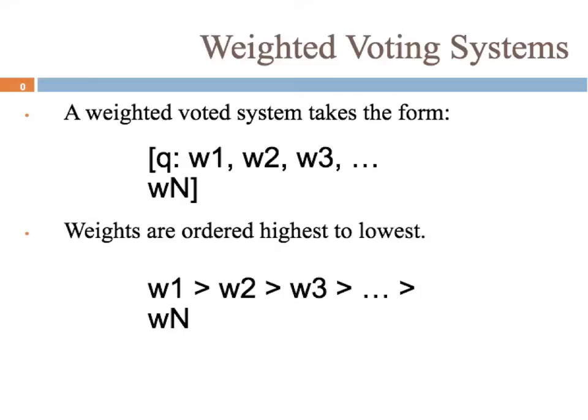Okay, a weighted voting system takes this form. Everything's in brackets, and we have the quota listed first, followed by a colon, and then we have the weights listed in order. So the weights are going to represent the players. So for example, weight 1 is the weight of player 1, and weight 2 is the weight of player 2, and weight 3 represents how many votes player 3 has, and so on. Okay, and they're always listed from highest to lowest, so in descending order.